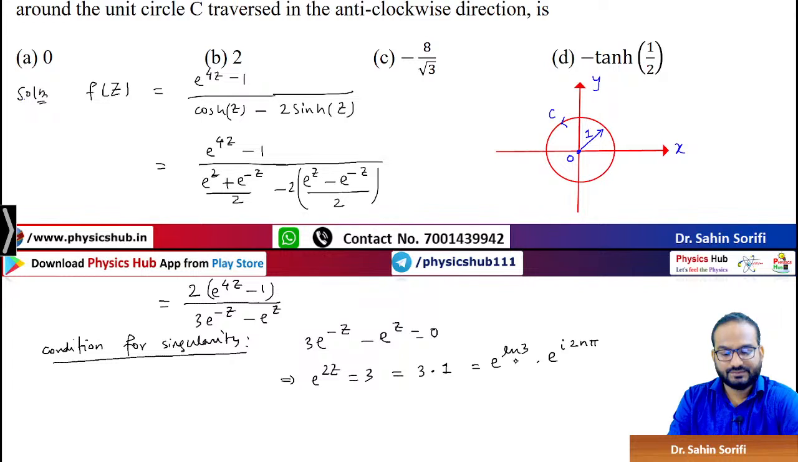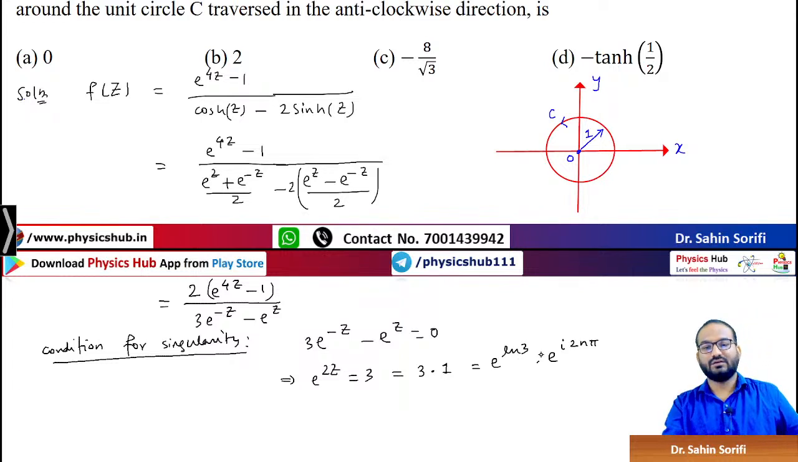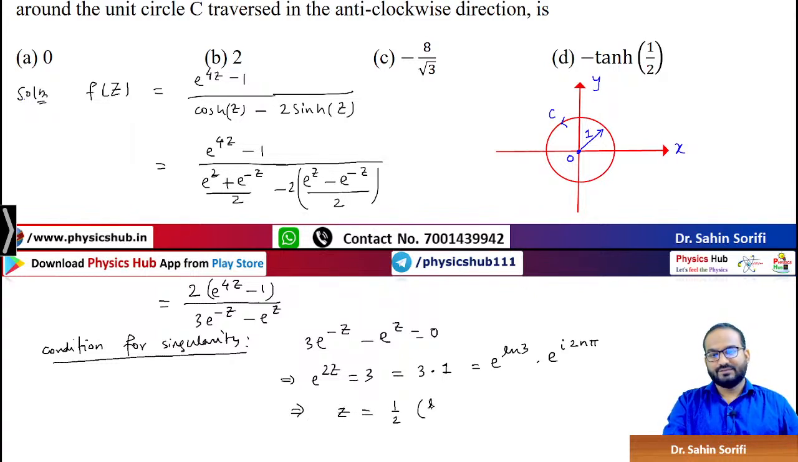Is it understood? Tell me, Mulli, Hari, Deep, the logic behind taking 3 into 1 equal to this. Why are you not only writing e to the power ln 3? Is the logic clear to you? Therefore, z is equal to half times ln 3 plus i times 2n pi. If you only write e to the power ln 3, then you will get only half ln 3.